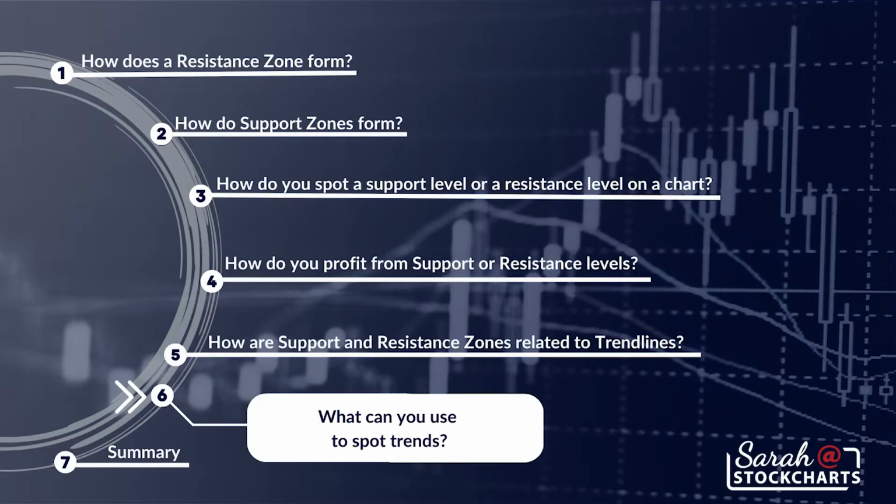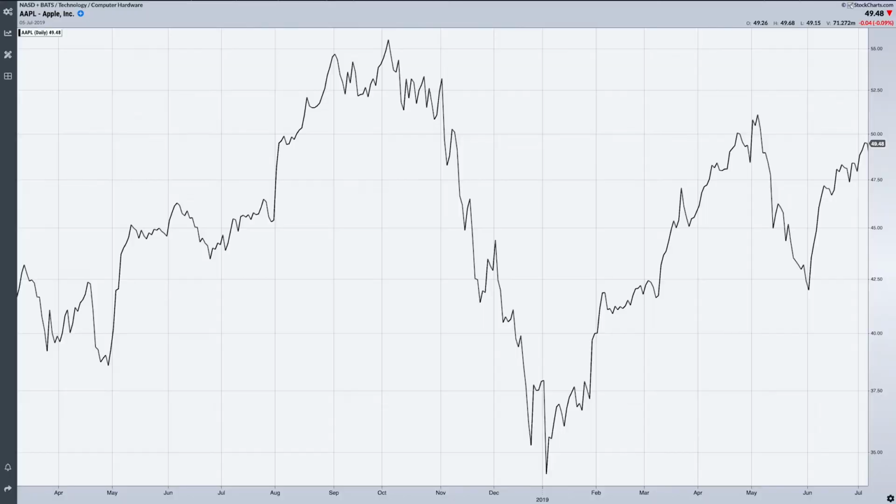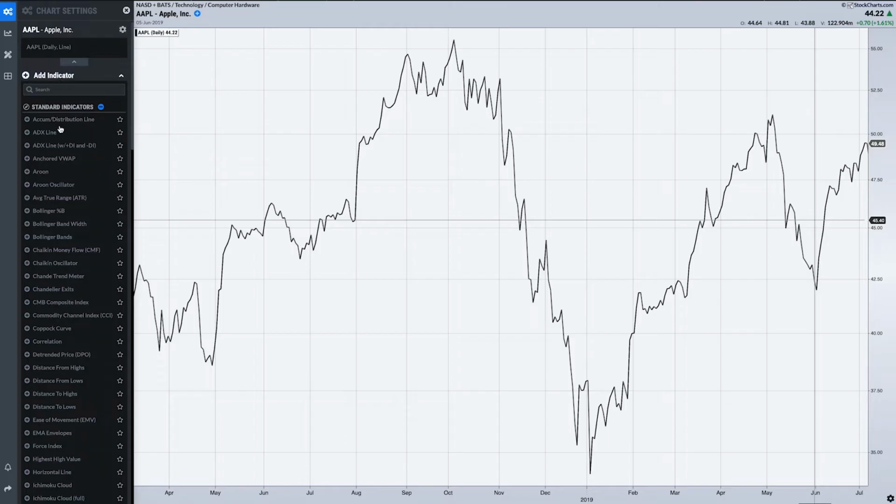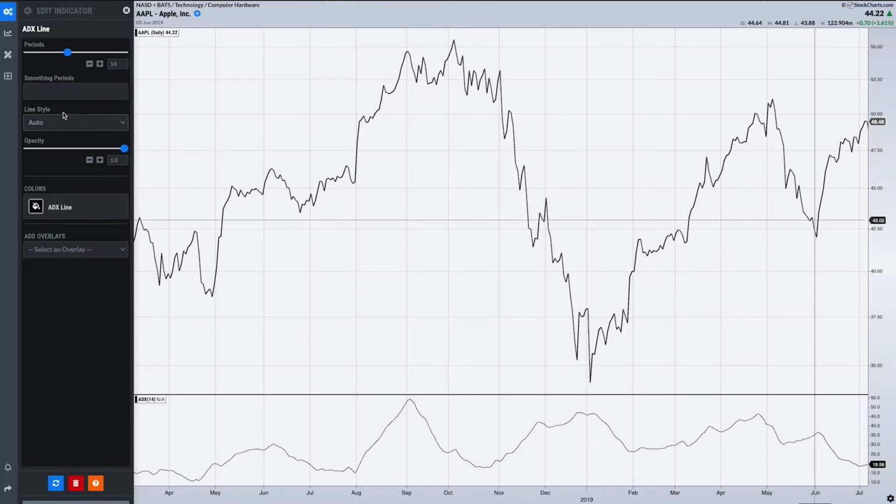What can you use to spot trends? Unfortunately, you can't use the volume by price indicator to spot trends. It only works for horizontal support and resistance levels. But there is a different tool that you can use for spotting trends, the ADX indicator. The ADX indicator is a thick black line that moves up and down over time. You can add it to a StockCharts chart just like you would any other technical indicator. The black ADX line shows you whether a stock is trending or trendless.